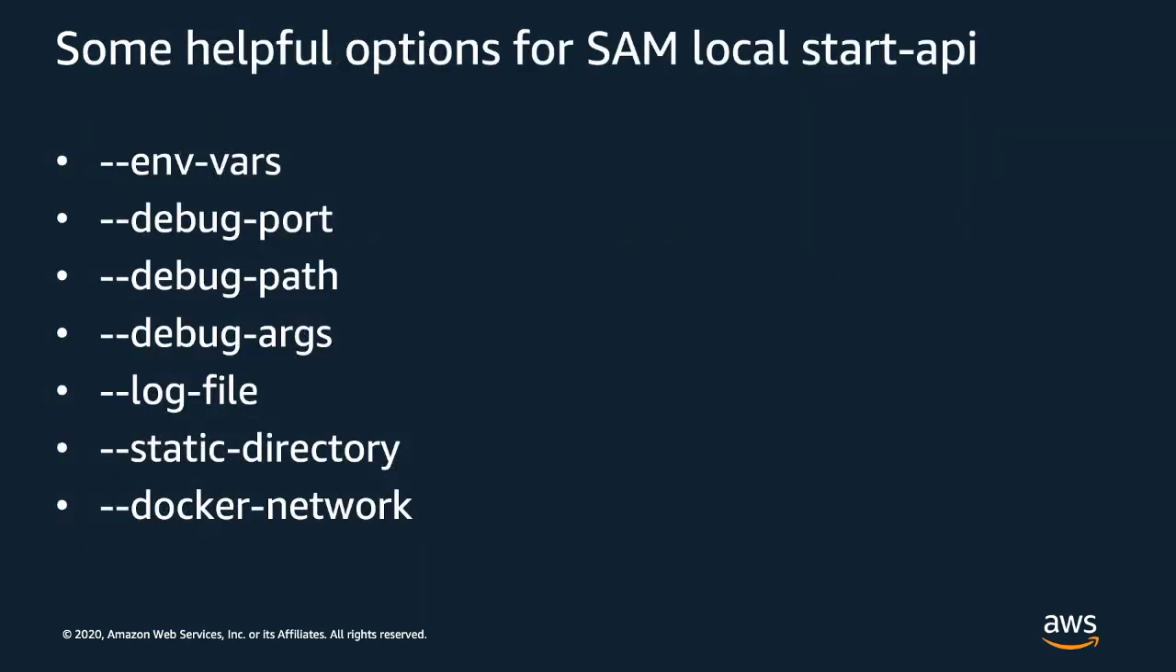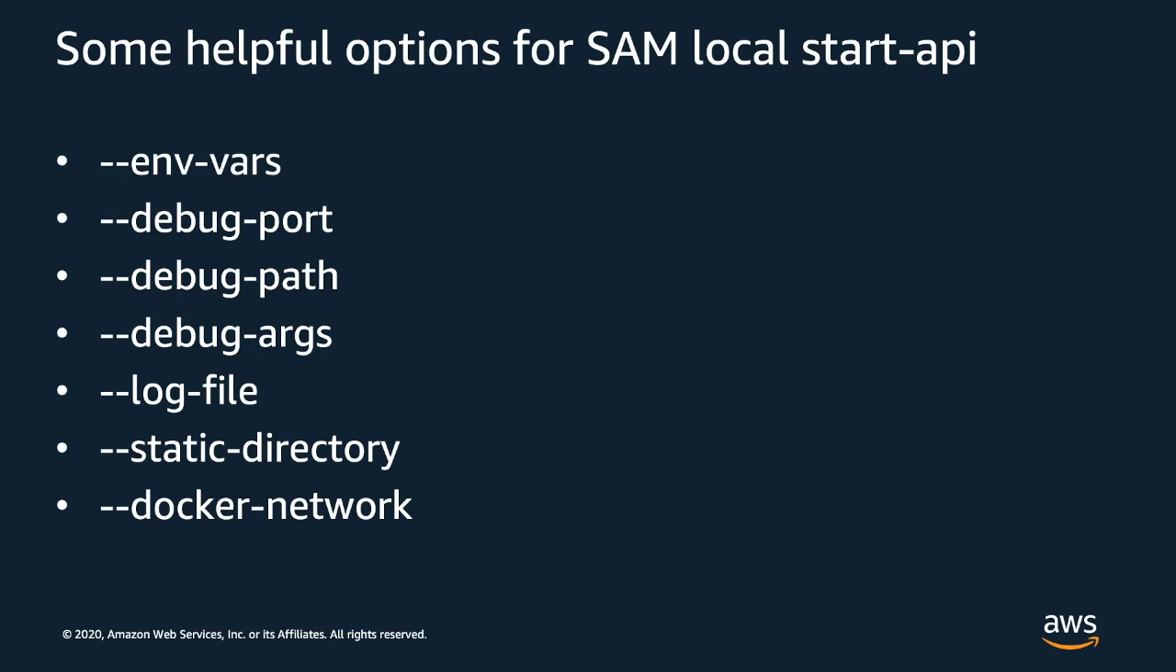Now, here are some helpful options for SAM local start API. You can pass in environment variables. So with your Lambda functions, sometimes we pass in Lambda variables. In fact, that's a best practice. If I'm going to access a DynamoDB table, I should pass the name of that table in as an environment variable. That way I dynamically build that Lambda function, and it keeps my template nice and reusable. However, local doesn't know about those. So I can build an environment variables template to show how to do that, right?